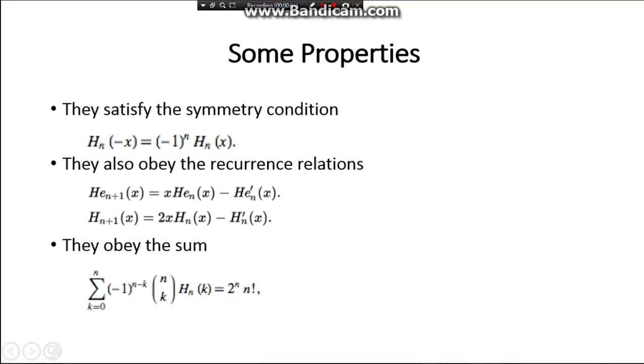As you can see, the first recurrence relation was for the probabilist version of the Hermite polynomial, and there is a similar recurrence relation which the physicist version satisfies. Now, the third property. The Hermite polynomials obey the sum given below. Sigma from k equal to 0 to n of (-1)^(n-k) times nCk times the nth Hermite polynomial of k is equal to 2^n times n factorial.